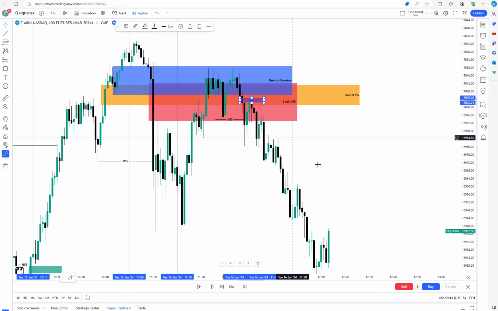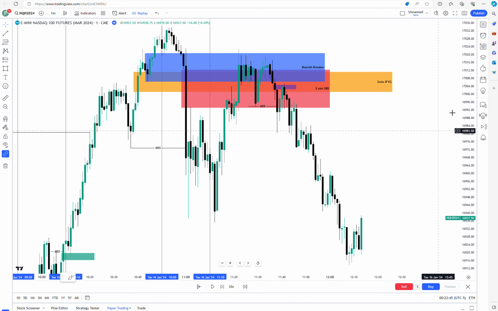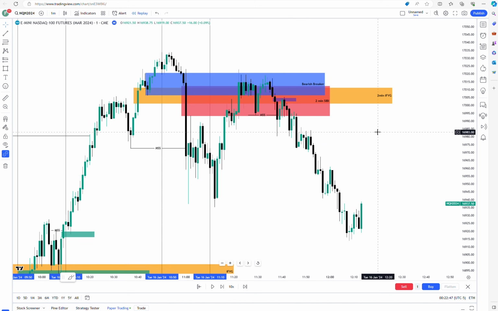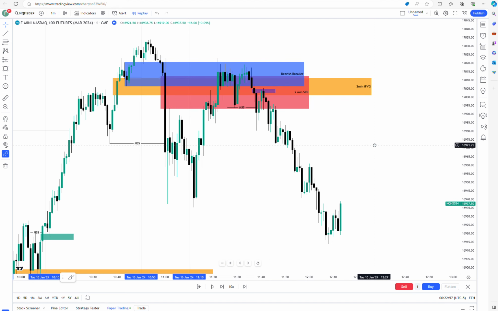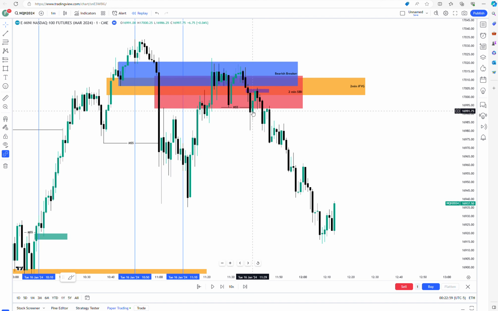So it just goes to show that there are vast entry models, right? One here, one from the SIBI, one from the inversion, one from the breaker, one where they overlap. There are all these places that you could execute a trade on. You could even execute a trade off this order block here.